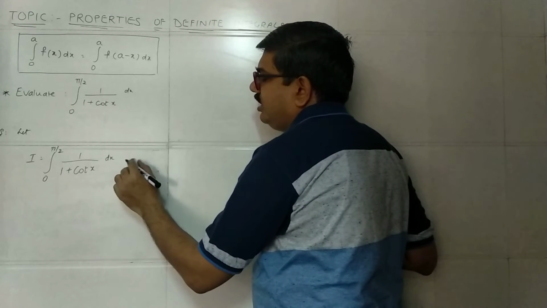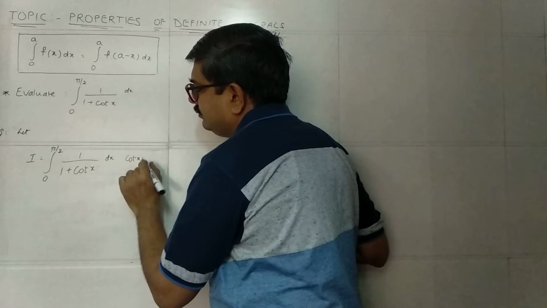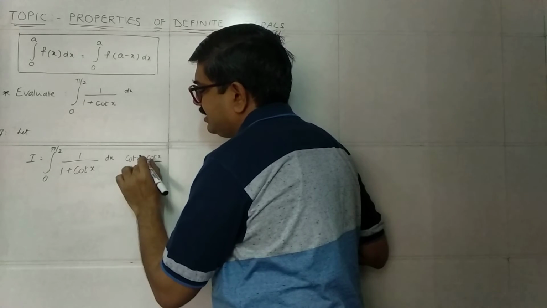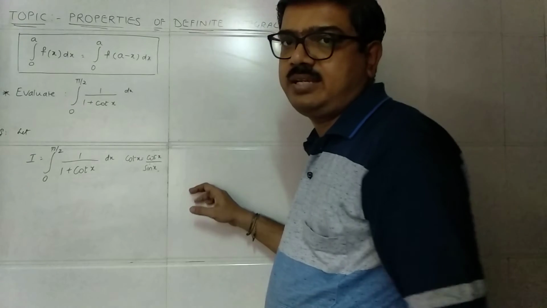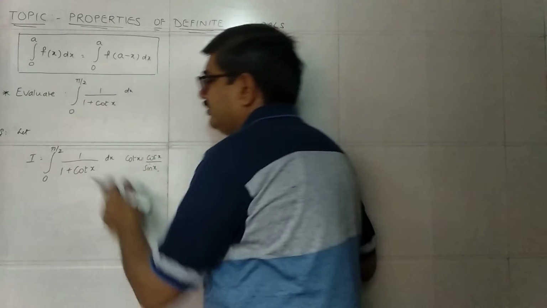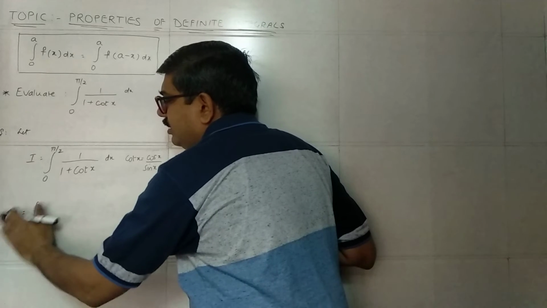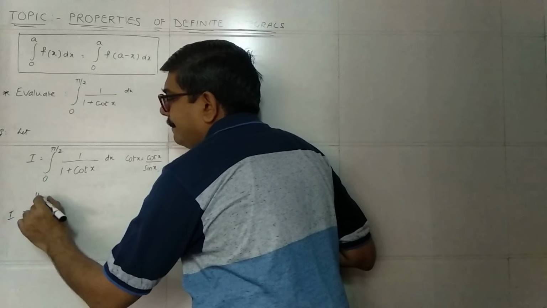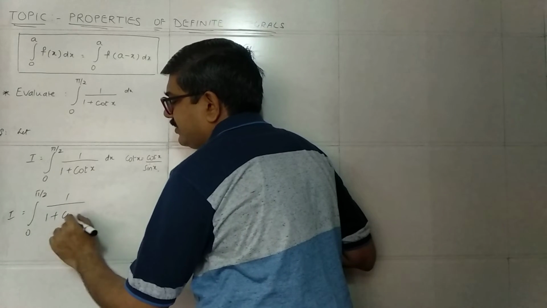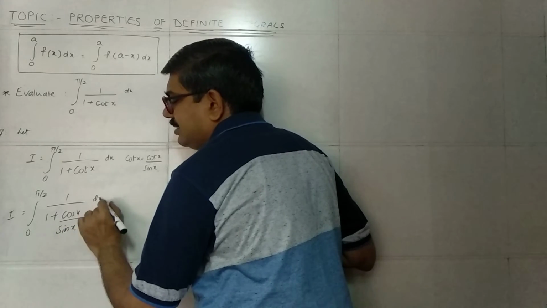So in trigonometry, cot x is the ratio of cos x and sin x. Cot x is equal to cos x upon sin x. So apply this formula here. I is equal to integral 0 to pi by 2, 1 upon 1 plus, in place of cot x we'll put cos x upon sin x dx.